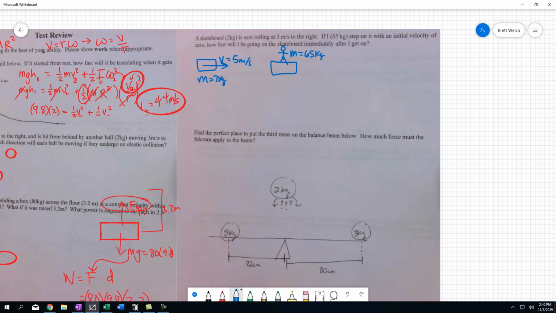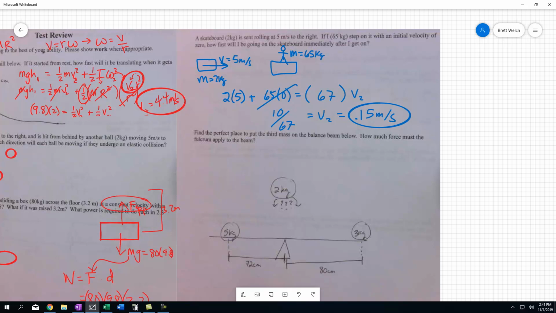And so you'd have the momentum of the two individuals before, 2 kilograms times 5 plus 65 kilograms times my 0 would equal our combined mass of 67 times our new combined speed. Well, 65 times 0 is 0, so I'd have 10 divided by 67 equals V2, which makes V2 roughly 0.15 meters per second. Slowed it down significantly. It's barely moving at this point.